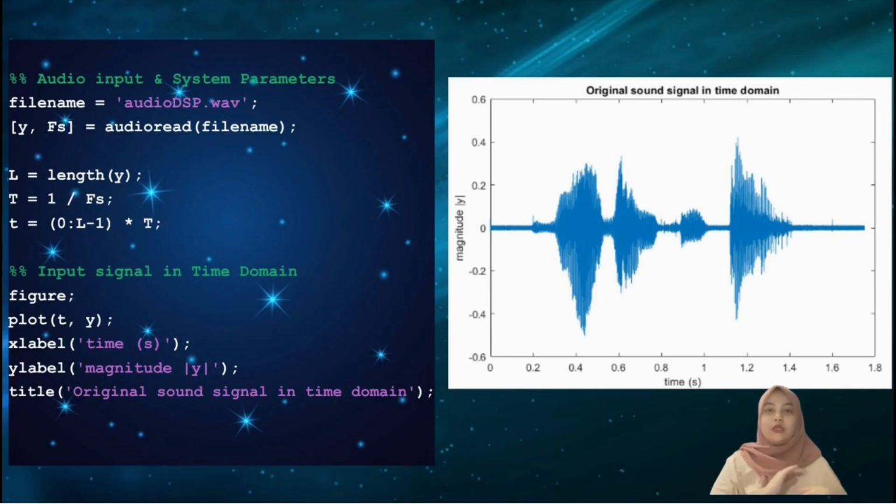Let's see how we plot the audio signal in the time domain plot. Firstly, we read the audio file and load the audio signal, and then we declare the parameters like length and time. Next, we plot the signal. The plot displays the magnitude of the audio input signal in the time domain, where the x-axis represents the time in seconds and the y-axis represents the magnitude of the signal.